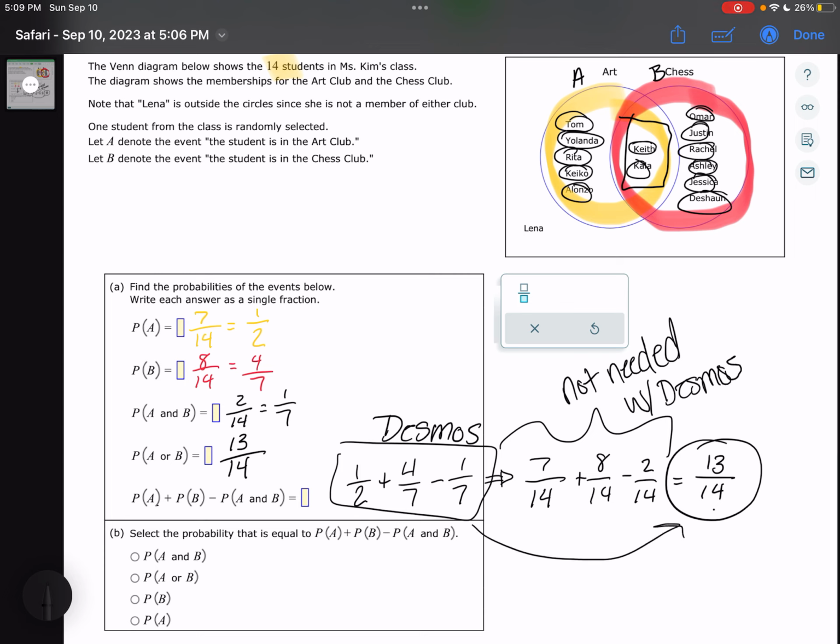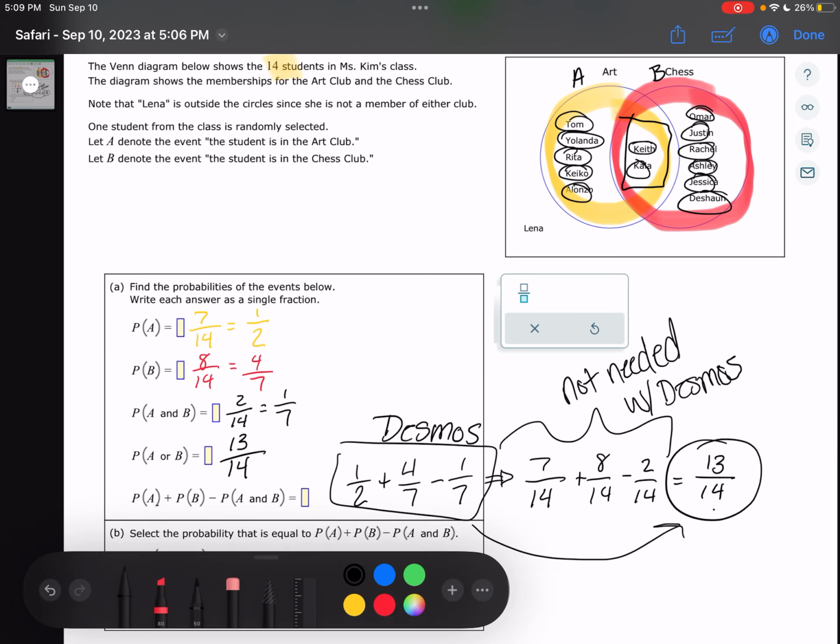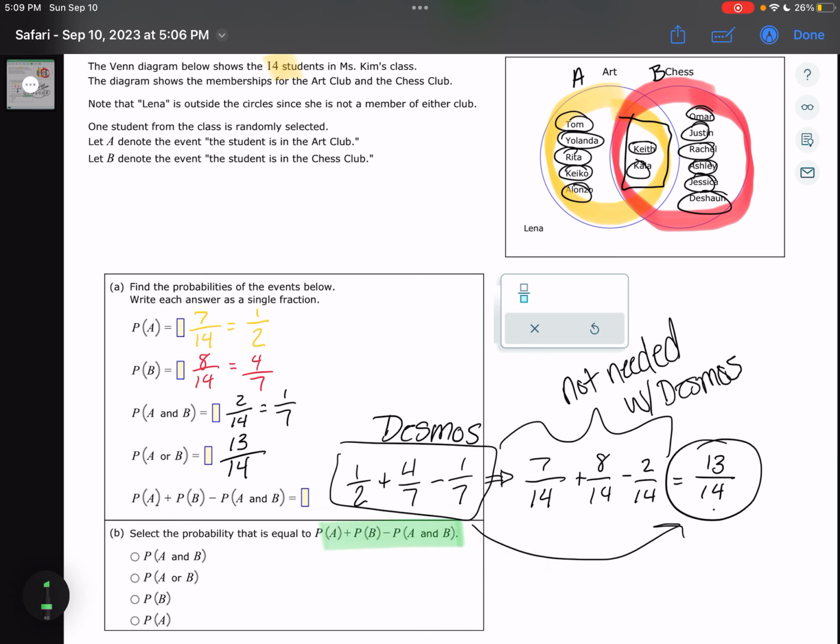So I'm asked, what is that equal to? So where else do I see 13 out of 14? And I see that right there with A or B. So my answer for that question would be that choice there. Yours will look very similar to this.